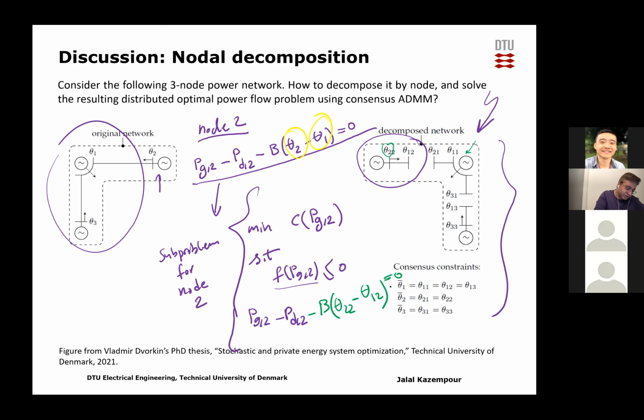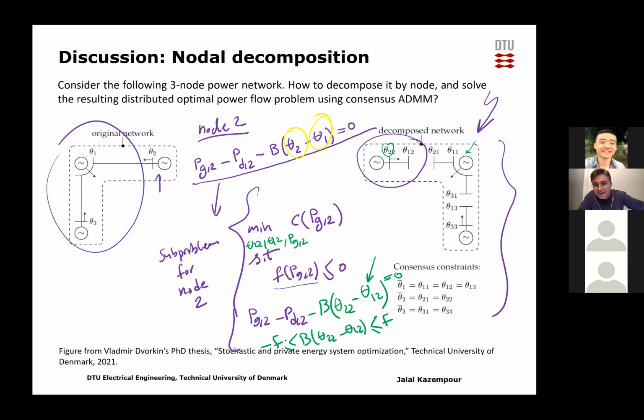Right? So this is theta 1, but from node 2's perspective. Now both theta 2,2 and theta 1,2 are variables for node 2, and also the local generation. Also, we need to add the transmission limit constraint. Is it clear? So now I managed to write a distributed nodal OPF problem, let's say just for node 2. We can do the same for node 1 and 3.